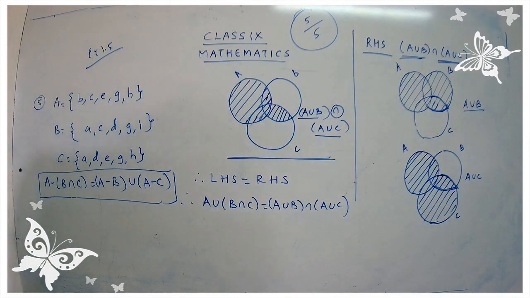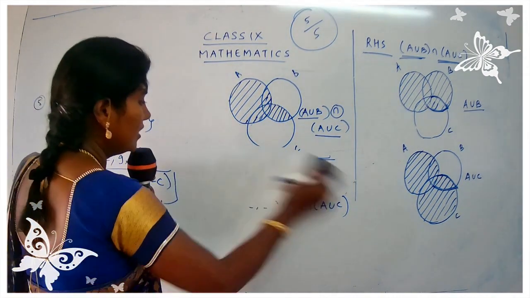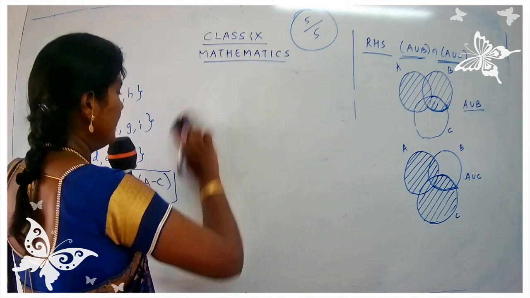A is equal to B, C, E, G, H. B is equal to A, C, D, G, I. And C is equal to A, D, E, G, H. Are you ready with the question, children? Have you taken down the questions? Okay. Now let us start with the answer part.